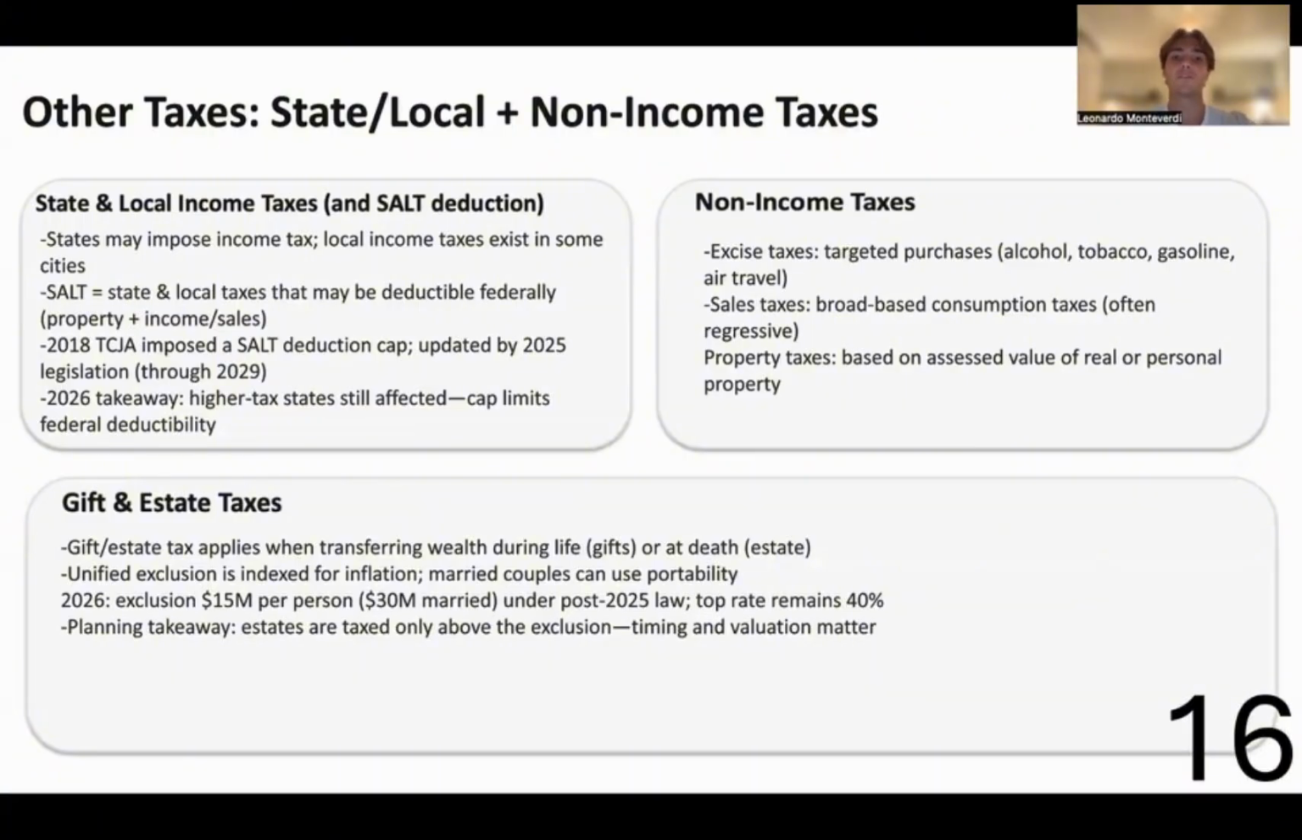Lastly, there's gift and estate taxes. These apply when wealth is transferred either at life or death. There is the exclusion amount, which is indexed and can change with legislation, but in 2026, it's 15 million per person or 30 million for a married couple. Any amounts above that may be taxed potentially at around 40%. So that's definitely something to keep in mind. For most households it won't apply, but for high net worth families, it can definitely impact wealth transfer planning in the future.